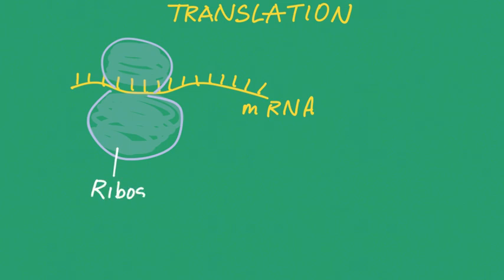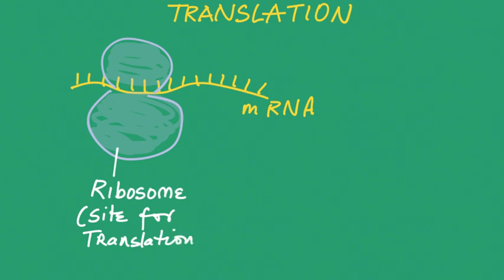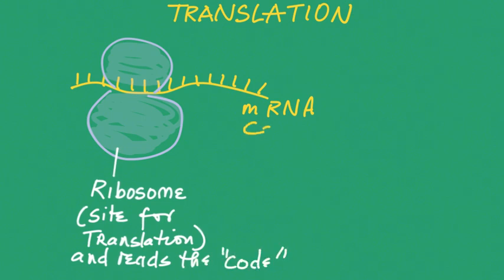The ribosome has the ability to read the message within the messenger RNA. Ribosomes can be free in the cytosol or they can be bound to the rough endoplasmic reticulum. So protein synthesis occurs in both these locations. The ribosome reads the code. The code is carried by the mRNA.